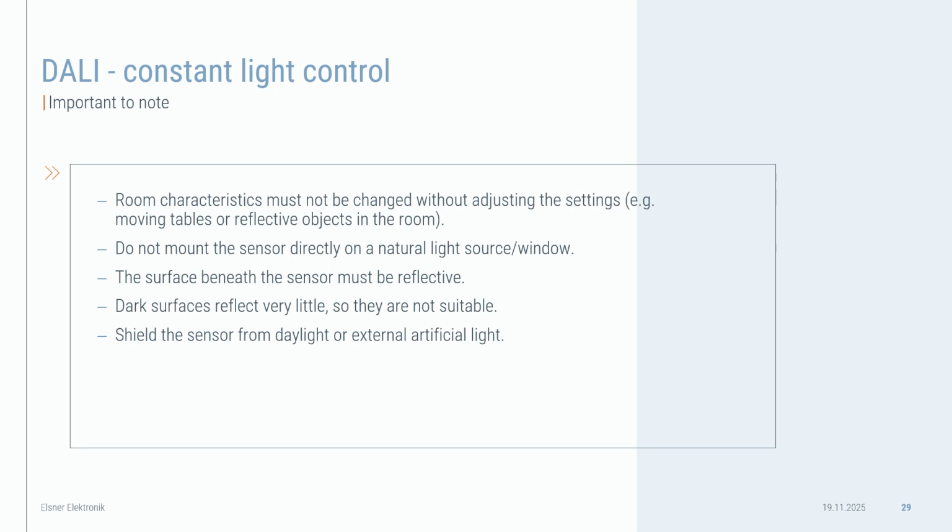Do not mount the sensor directly on a natural light source. The surface below the sensor should reflect light. Dark surfaces reflect very little, so they are not proper. Shield the sensor from the daylight or the lamps. And if you make sure these points are correct, the constant light regulation works perfectly.